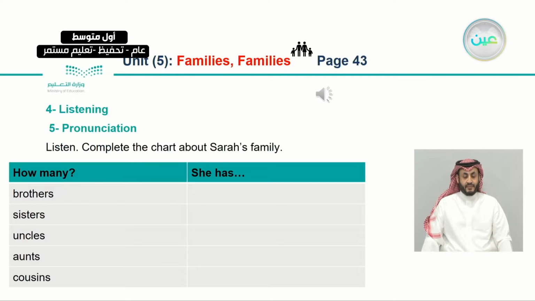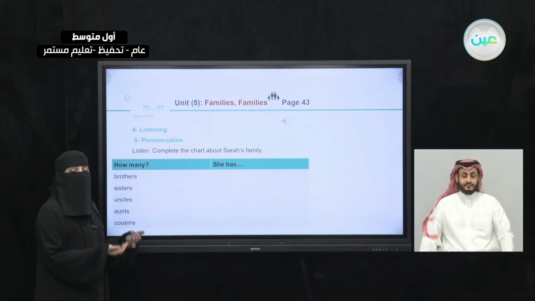Let's start. Listen, complete the chart about Sarah's family. We are about to hear a conversation about Sarah's family. She's talking about her own family. I want you to pay attention. Look at this chart. How many? And she has. How many brothers? In that conversation, Sarah will mention how many brothers she has.